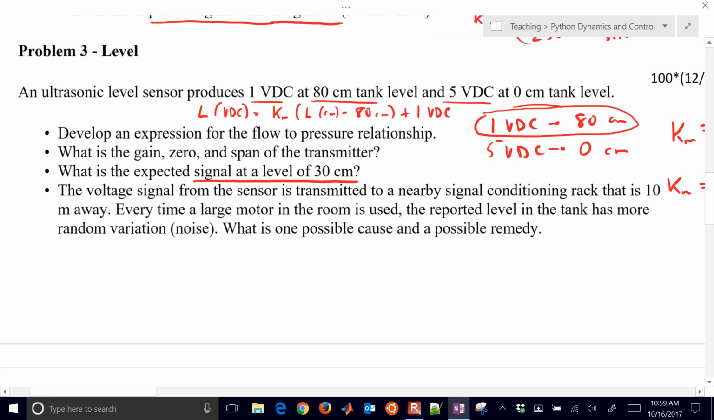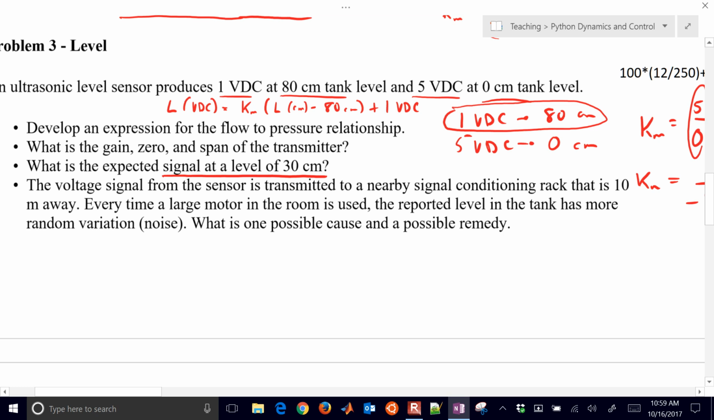So just a couple other questions here. The voltage signal from the sensor is transmitted to a nearby signal conditioning rack that is 10 meters away. Every time a large motor in the room is used, the reported level in the tank has more random variation or noise. What is one possible cause and a possible remedy?